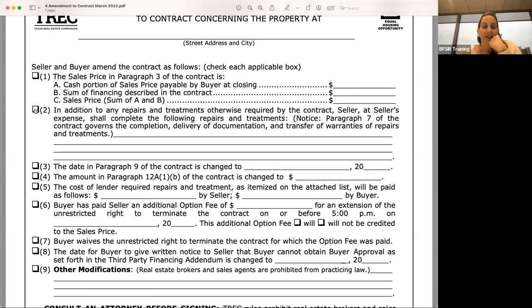And then this says, in addition to repairs and treatments otherwise required by the contract, seller shall complete the following repairs. And then in the new contract, paragraph 7 requires, this is not something that used to be required, that the seller provide the buyer copies of the notice of completion of all of the repairs, which is awesome.